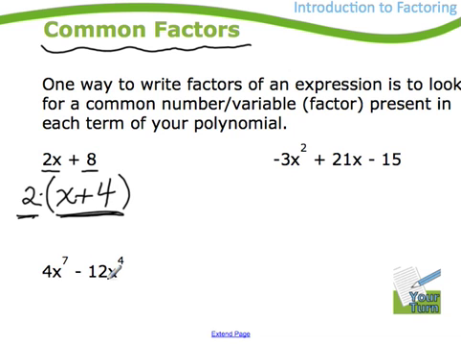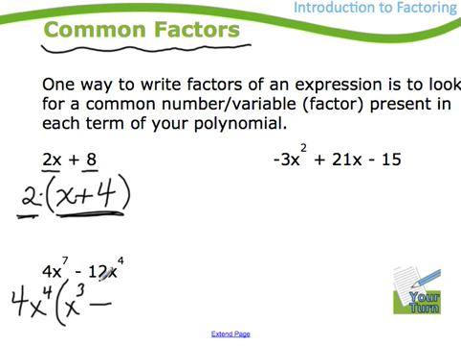Here's another one. Is there something that's common between these two? Well, it looks like 4 will divide evenly into both of those. And then the x's look awfully suspicious too. Here I have 7, here I have 4. So really when you're looking at exponents, it's like a subtracting game. This one's got 4, this one's got 7. So at most I could take out x to the 4th. Now I'll write what I get left when I divide each of these terms by 4x to the 4th. 4 divided by 4 is 1. x to the 7th divided by x to the 4th would be x cubed. So that's the first term taken care of.